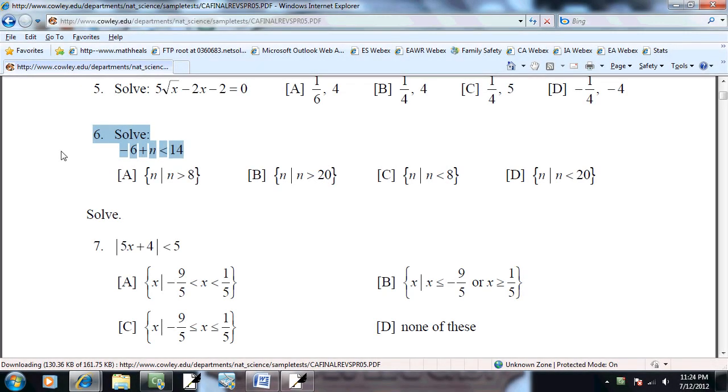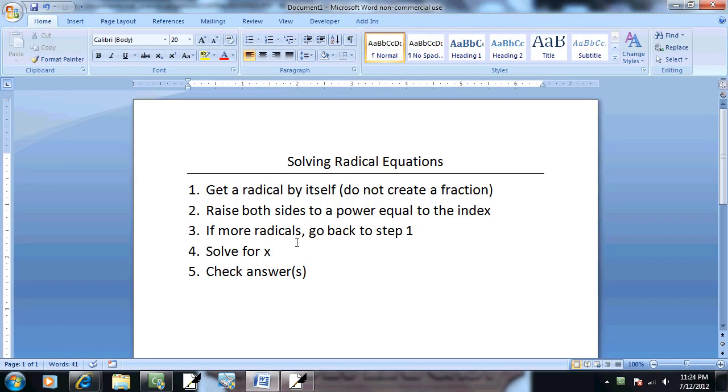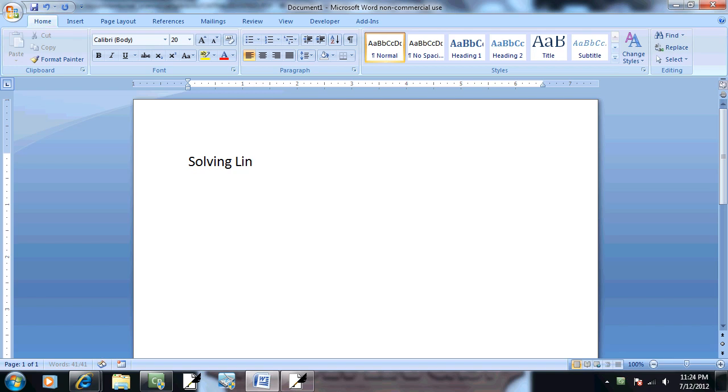Let's take a look at problem number 6. This is a linear inequality. So let's go over our steps for solving a linear inequality.